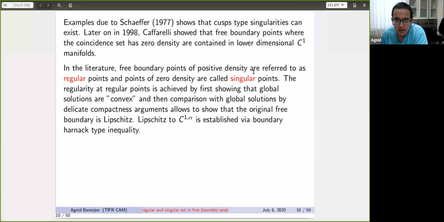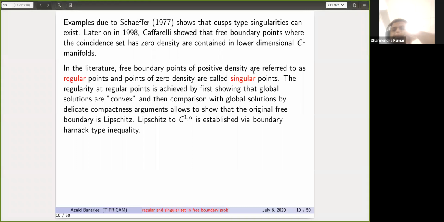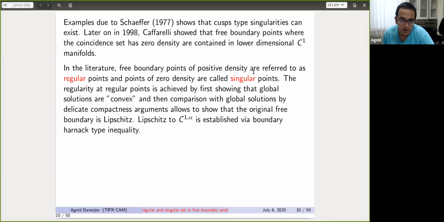So in the literature, the free boundary points of positive density are referred to as the regular points, as the name suggests, because there you can get a good regularity theory, and points of zero density are called singular points.